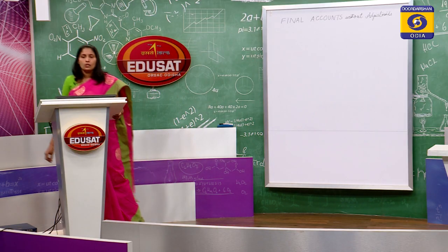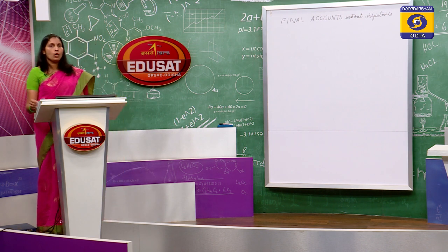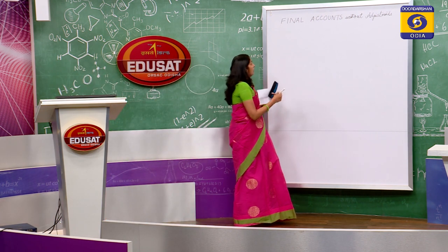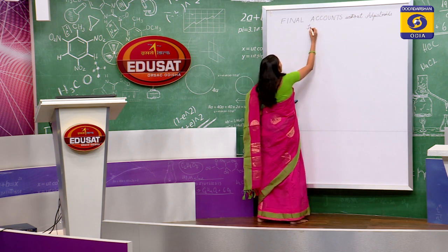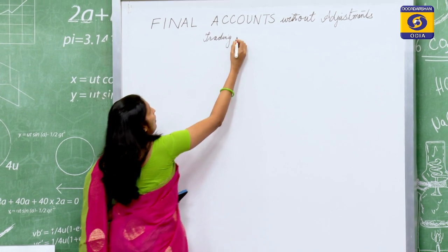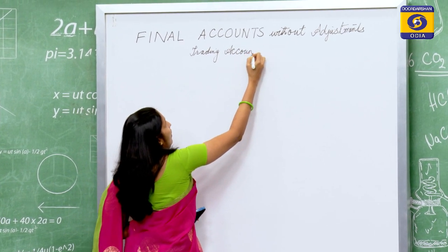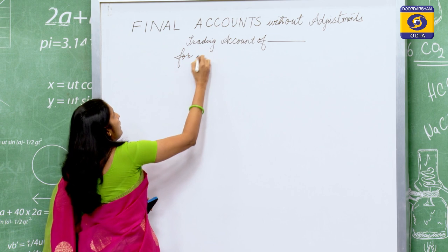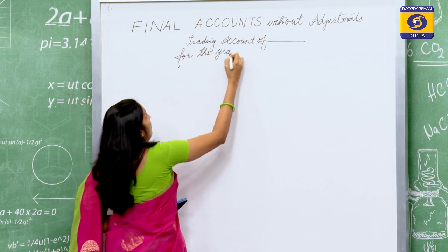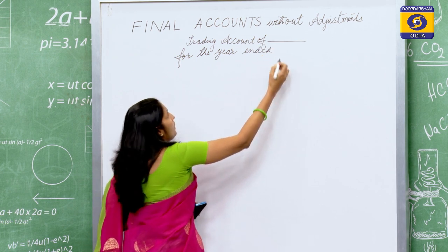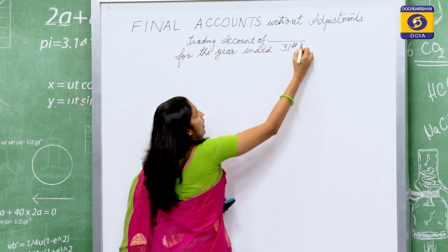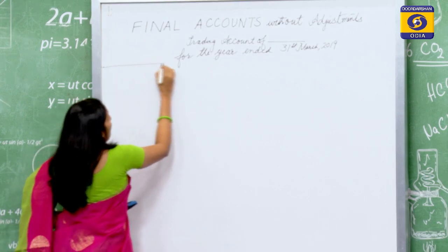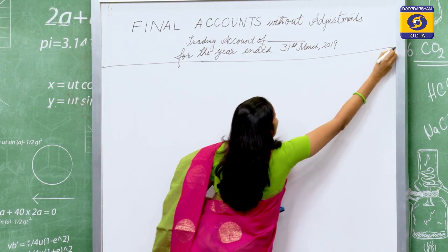Having taken a look at the problem, we are going to see how this problem will be solved. So, first we will prepare the format of the trading account. The name is not given, so we will just leave it blank, for the year ended 31st March 2019. Now, we will prepare the format of the trading account.